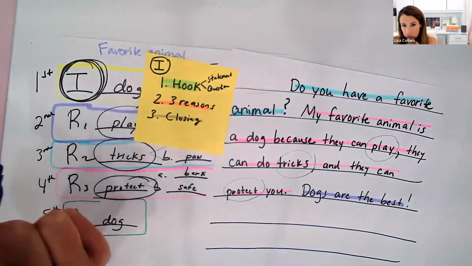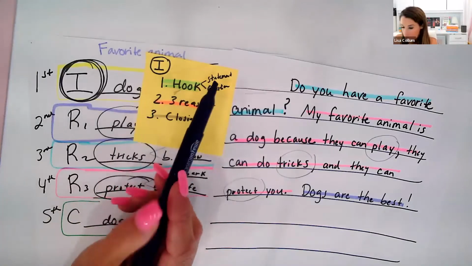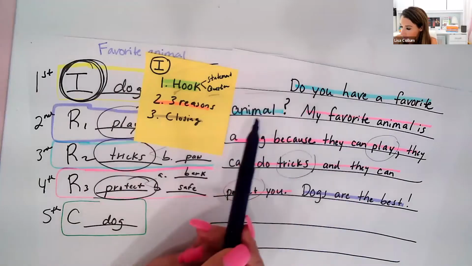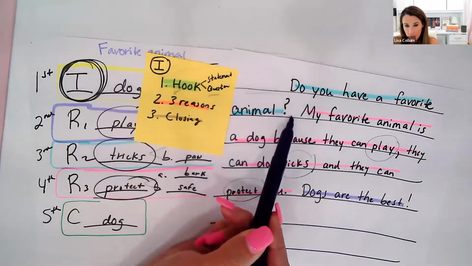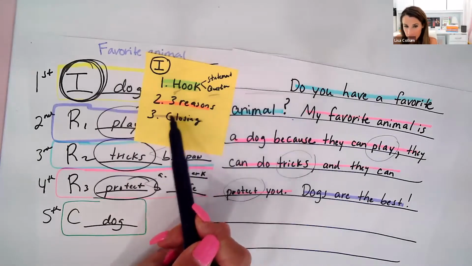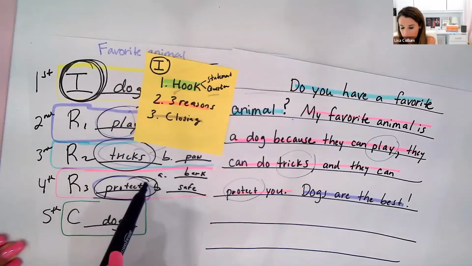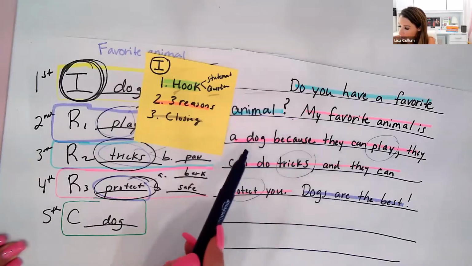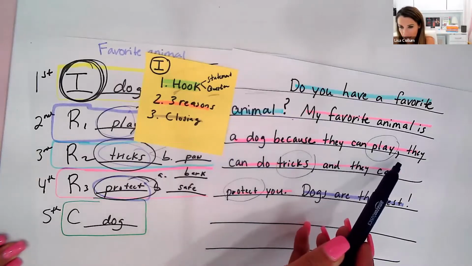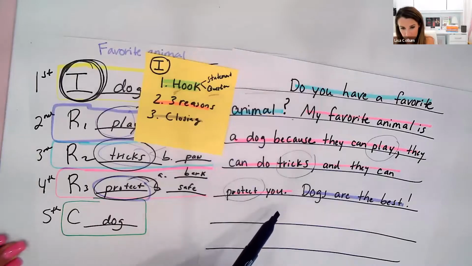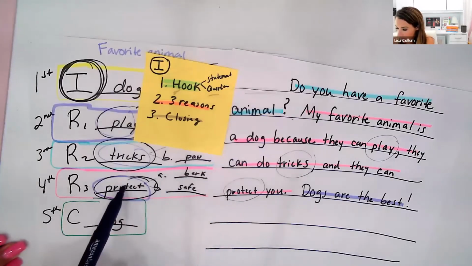So for this one, for my hook, I decided to put a question. So I indented, I said, do you have a favorite animal? Question mark, that's my hook. Then I state my 3 reasons. If you look over here, my 3 reasons are play, tricks, and protect. So I said, my favorite animal is a dog because they can play, comma, they can do tricks, comma, and they can protect you, period. I name my 3 reasons right here.